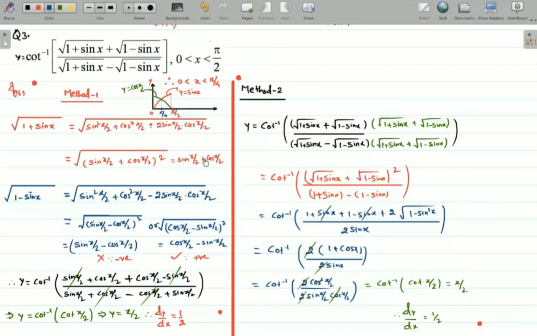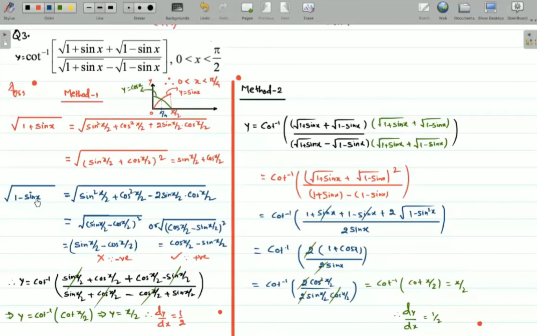Now we can write this only when the result is positive. We are given here to work with x ranging from 0 to pi by 2. So x by 2 will range from 0 to pi by 4. When sine or cos take angles from 0 to pi by 4, both will give you positive because both are in the first quadrant. Therefore, this result is positive. Therefore, we can write the root as sine x by 2 plus cos x by 2 because this will be positive.